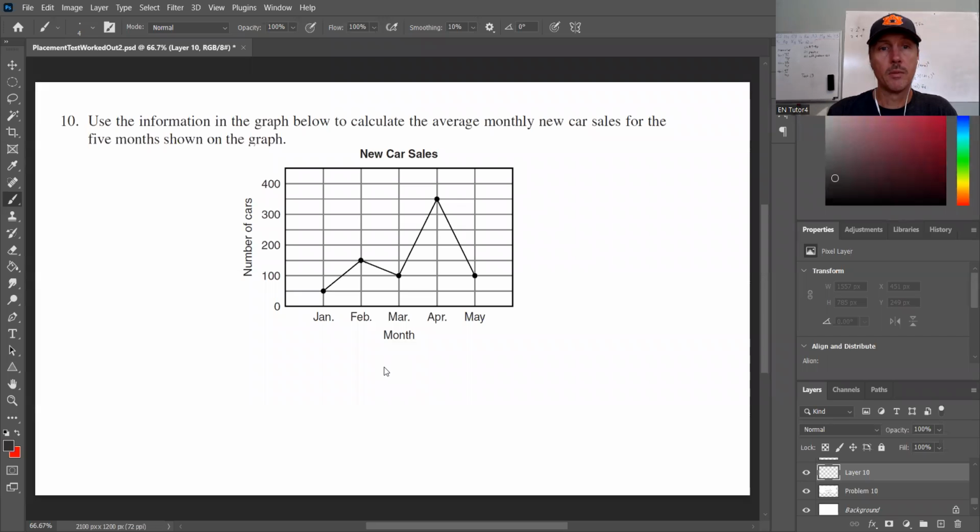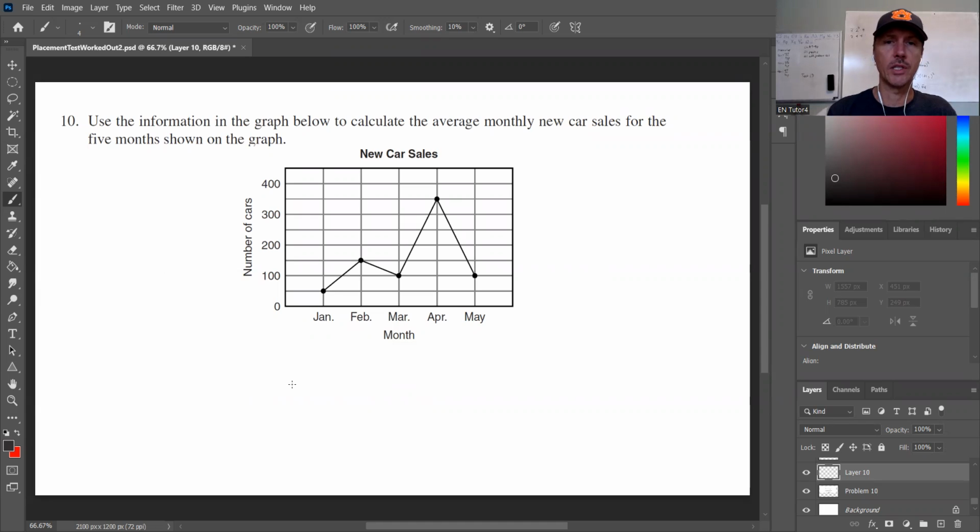So for our last problem, we are given a graph, and this problem is testing a couple of things. Number one, it's making sure that you understand how to interpret the information that's listed on a graph like this. Can you read the graph? And then number two, we're asked to find an average. So we're testing to make sure that you know how to take an average if you have a series of numbers, okay? So first of all, let's make sure that we can read the graph.